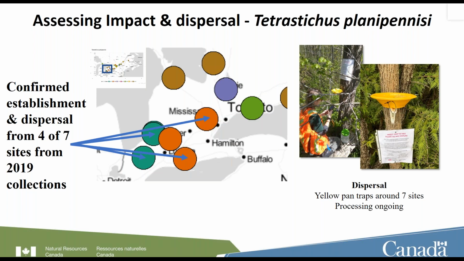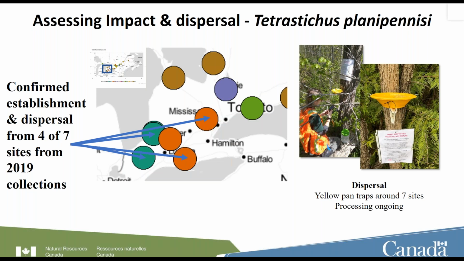And over the last 2 years, we've been able to confirm the establishment and dispersal from 4 of our 7 sites. We did this work in 2019, and obviously planned to expand on it last year, but that didn't happen. And so we ran a trapping network at distances from these initial release sites, and we were able to confirm that the parasitoids had managed to spread out into the environment.